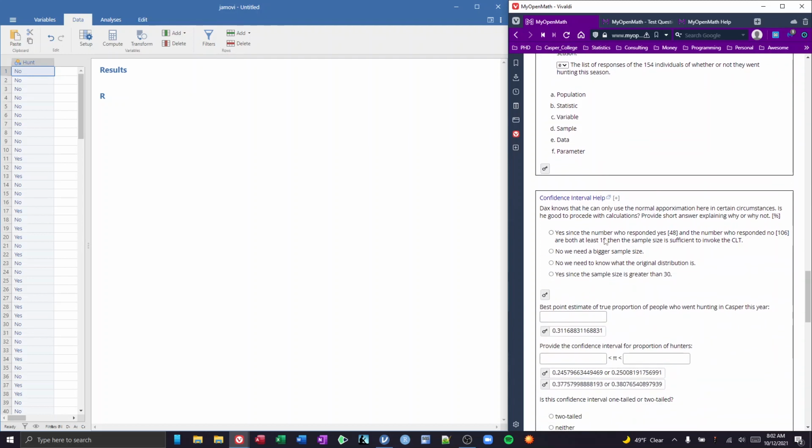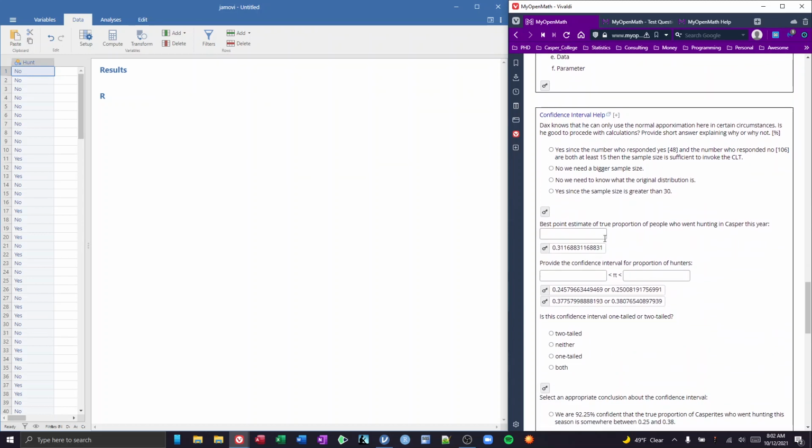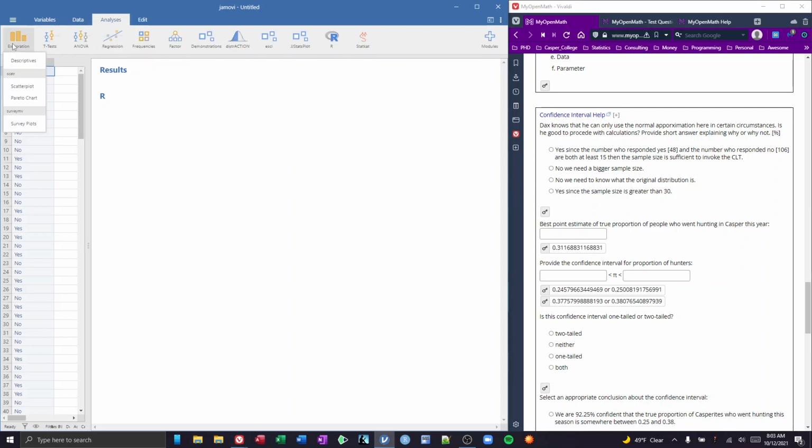Okay, scrolling on down. So now it says that Dax knows that he can only use the normal approximation here in certain circumstances. Is he good to proceed with calculations? All right, so this is going back to this, like, do we have a big enough sample in order to support whether or not we can actually use the normal distribution? And we need the normal distribution in order to calculate out these confidence intervals. So let's just go ahead and do a quick analysis. Let's just do an exploration.